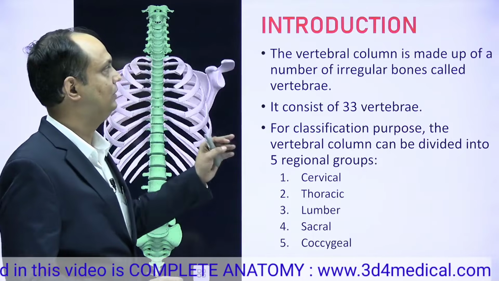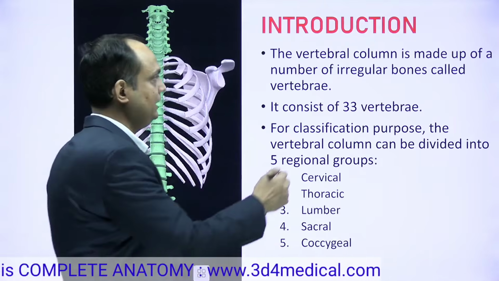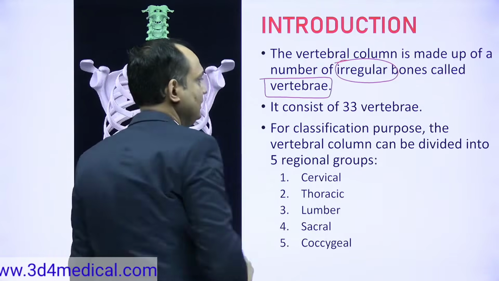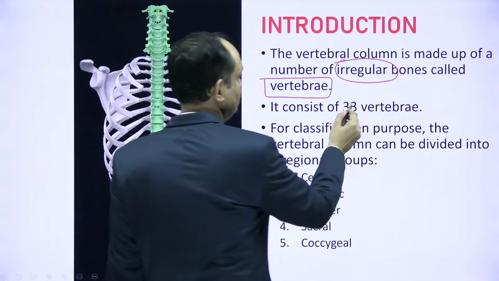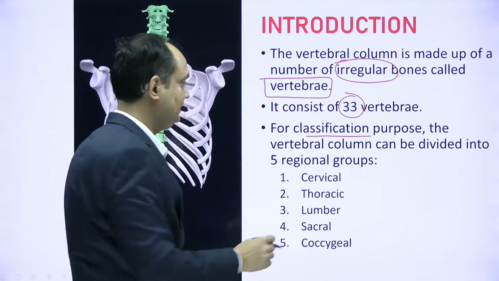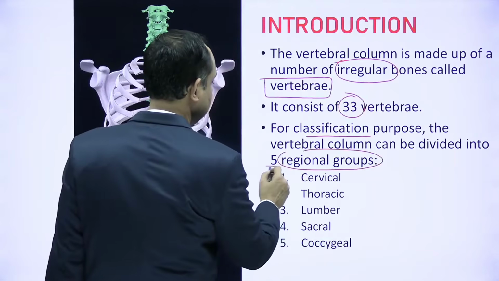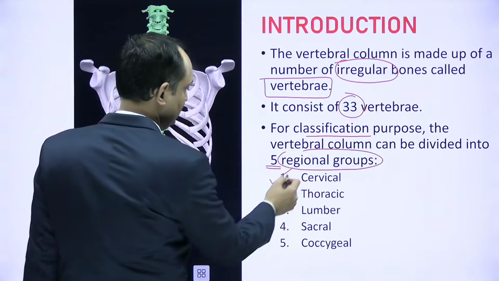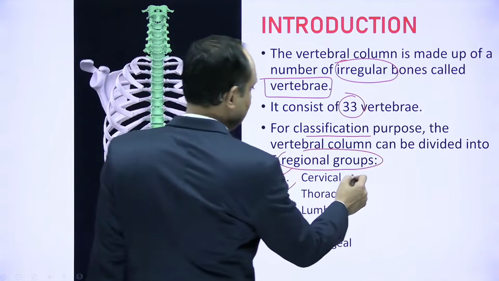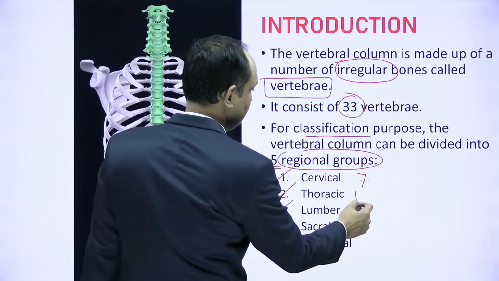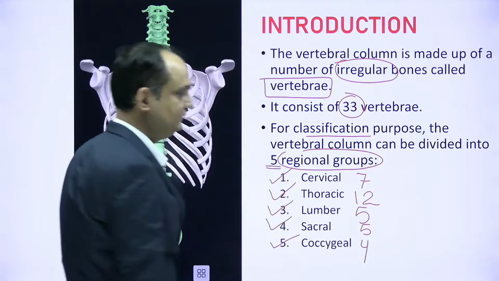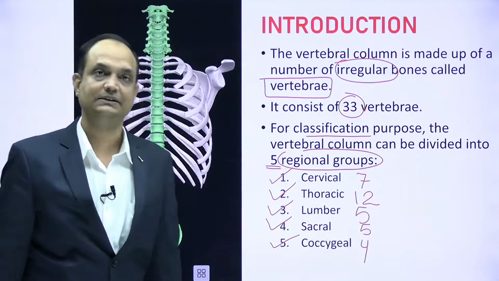So what is the vertebral column? You know that the vertebral column is made up of irregular bones, and these irregular bones are known as vertebrae. Now you know that there are 33 vertebrae, and these 33 vertebrae are classified on the basis of different regions. There are 5 regional groups: cervical, thoracic, lumbar, sacral and coccygeal. In the cervical there are 7 vertebrae, in thoracic 12 vertebrae, in lumbar 5, in sacral 5 and in the coccygeal region there are 4 vertebrae present.